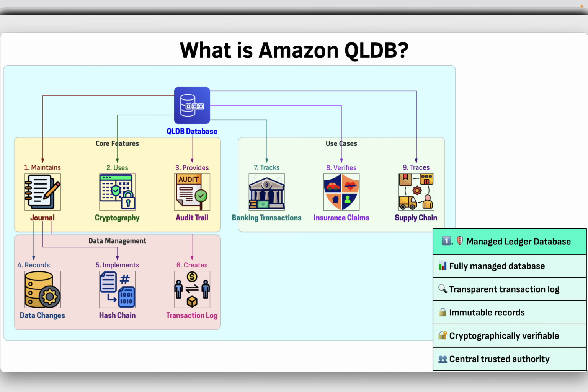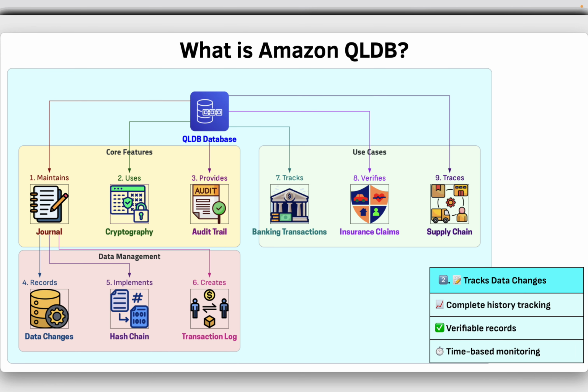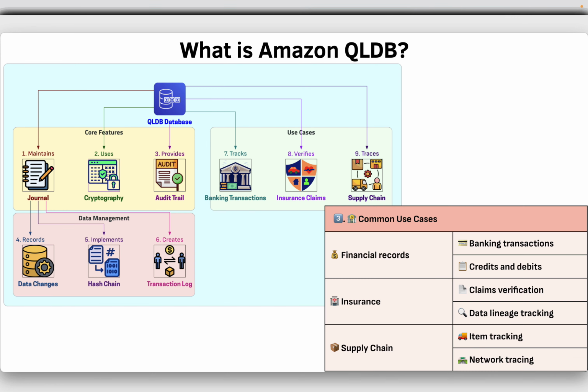So what is Amazon QLDB? Amazon QLDB is a fully managed ledger database that offers a transparent, immutable, and cryptographically verifiable transaction log, all under the control of a central trusted authority, which is AWS in this case. You can utilize Amazon QLDB to track all changes made to application data, thus maintaining a complete and verifiable historical record of these changes over time.